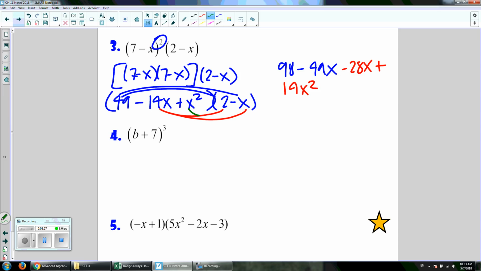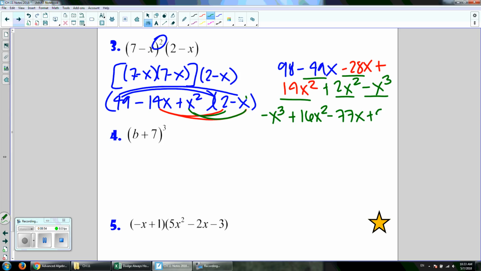Then I'm going to move on to the x squared times each of those. So plus a 2x squared minus an x to the 3rd. So remember, if I have an x squared times an x to the 1st, you add those exponents, and that's where I got an x to the 3rd. Now I'm going to put together my like terms, and then in standard form, so I've got my negative x to the 3rd is going to go first. I have 16 total x squareds. Put my x's together should give me a negative 77x, and then plus my 98. So that's a cubic polynomial with a leading coefficient of negative 1.